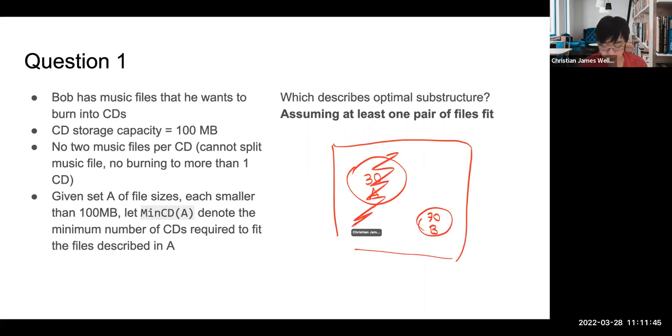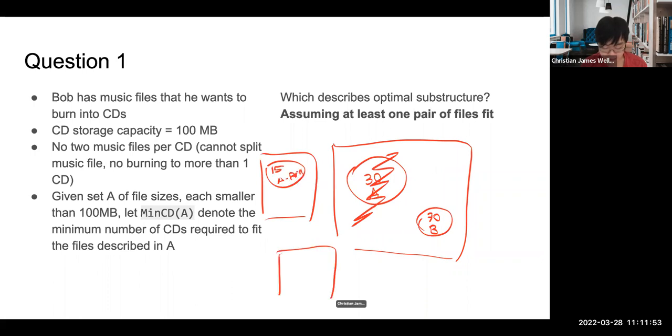But what's not fine is that this 30, you cannot split it into two and then store it in another CD. So this is 15 A part 1, then maybe in another CD you store the 15 A part 2. So this is not allowed.